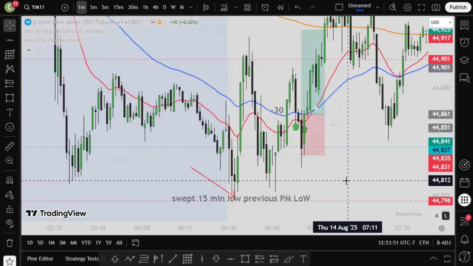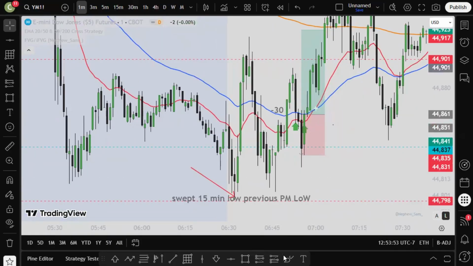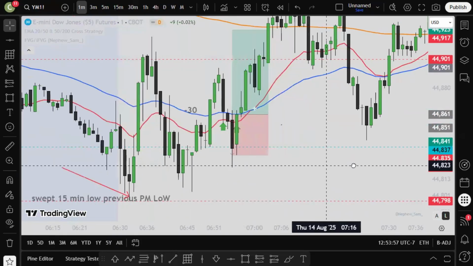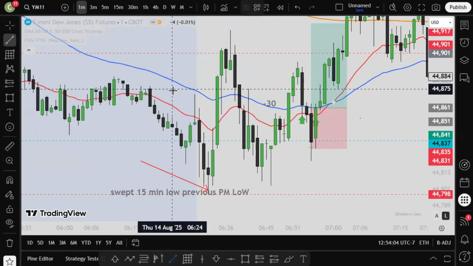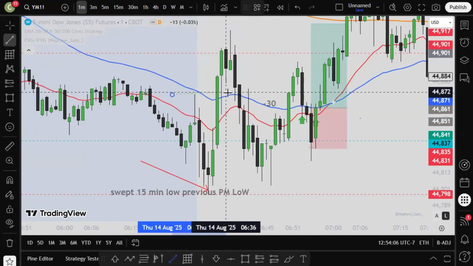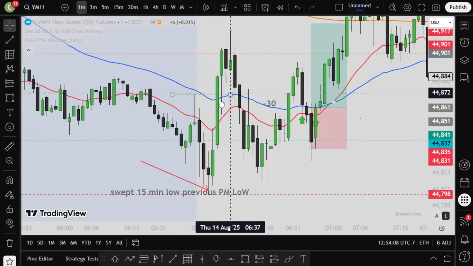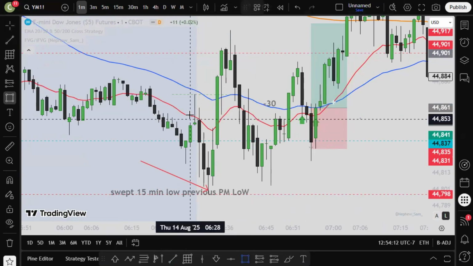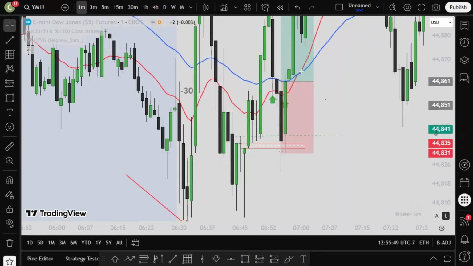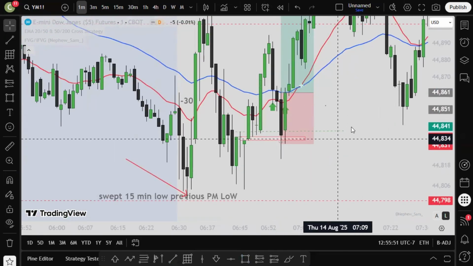We need a market structure shift, which you have here. I'll mark that in right here. So you have to have a market structure shift. It has to either displace or a mitigation block or a breaker block. So you have it here, right? I'll draw it in. Okay, I saw that fair value gap. I was like, doesn't come back to it, right?